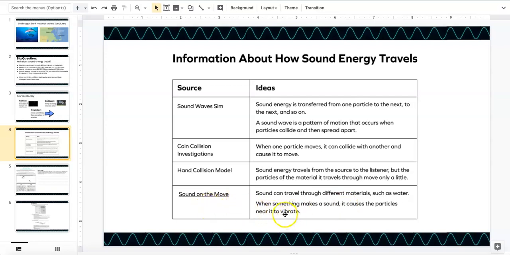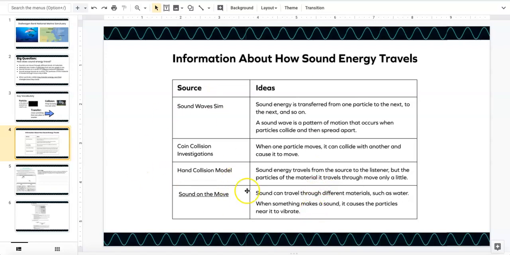From the text Sound on the Move, we also got the idea that when something makes a sound, it causes the particles near it to vibrate. We got that also from the simulation of the sound waves. We were able to actually see the vibration happening. Even though we don't see the vibration or even hear a vibration in real life, we know that the sound is going to cause a vibration, which is going to cause those particles to shift and start moving. The sound wave simulation was really great in helping us to see that.